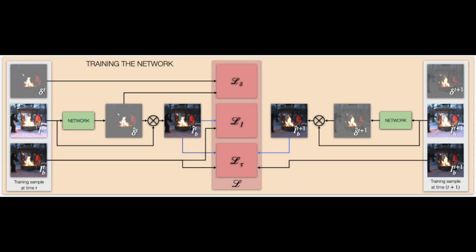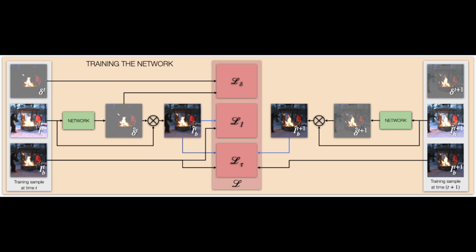Our goal is to train our network to predict delta values by minimizing a loss composed of 3 terms. The first term, L delta, is the loss responsible for directly optimizing the residual mapping. The second term, Li, is responsible for the overall image mapping consistency. Finally, L tau maintains the temporal coherency at current frame t.